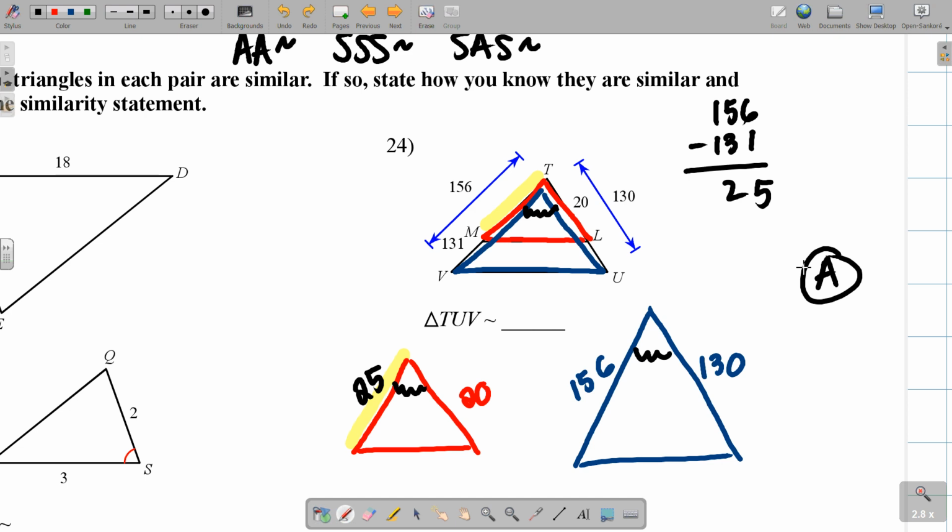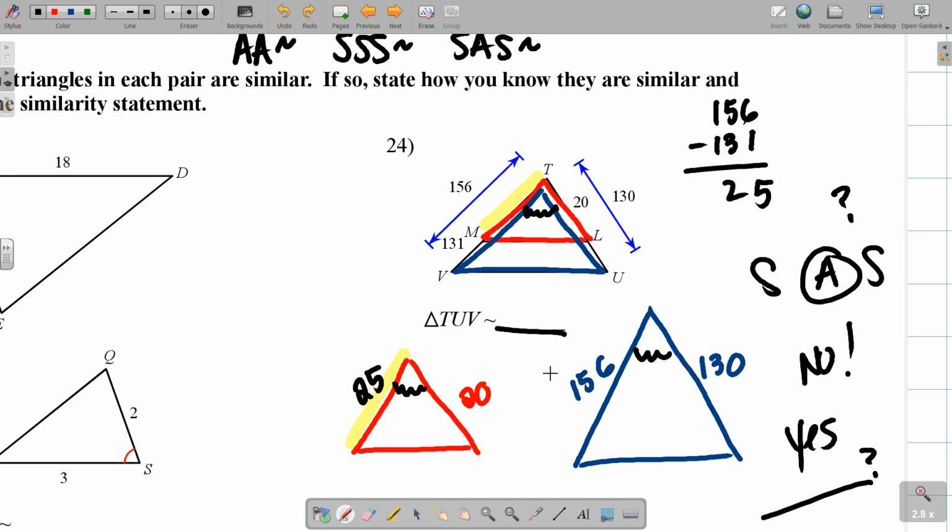Now you have to go back and check the ratios and see if the ratios work and whether or not it's going to be side angle side or not. If the ratios don't work, then it is just going to be a big fat no. If they do work, you say yes, you say which one, and you complete that statement.